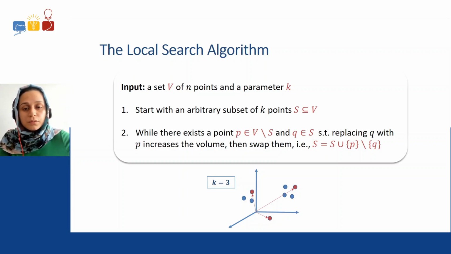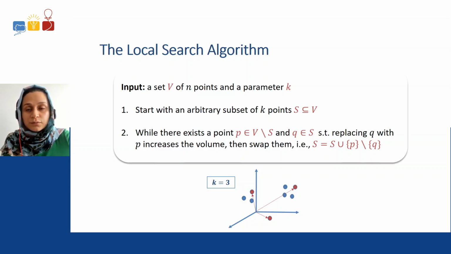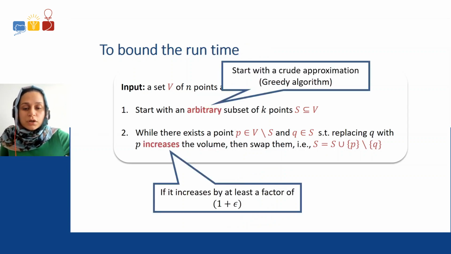And first of all, we know that there are tricks to make the runtime of the local search algorithm polynomial. In fact, instead of starting with an arbitrary solution, we can start with a solution of greedy. And instead of replacing q with p whenever it increases the volume, it's enough to replace q with p whenever the increase in the volume is by at least a factor of 1 plus epsilon.